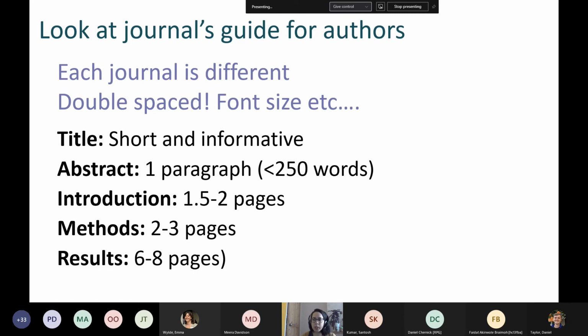Then you get the results, which is the biggest section. So 6 to 8 pages normally. Remember, this is double spaced. So when you actually break that down, it isn't actually a lot. It's actually less intimidating than you think.